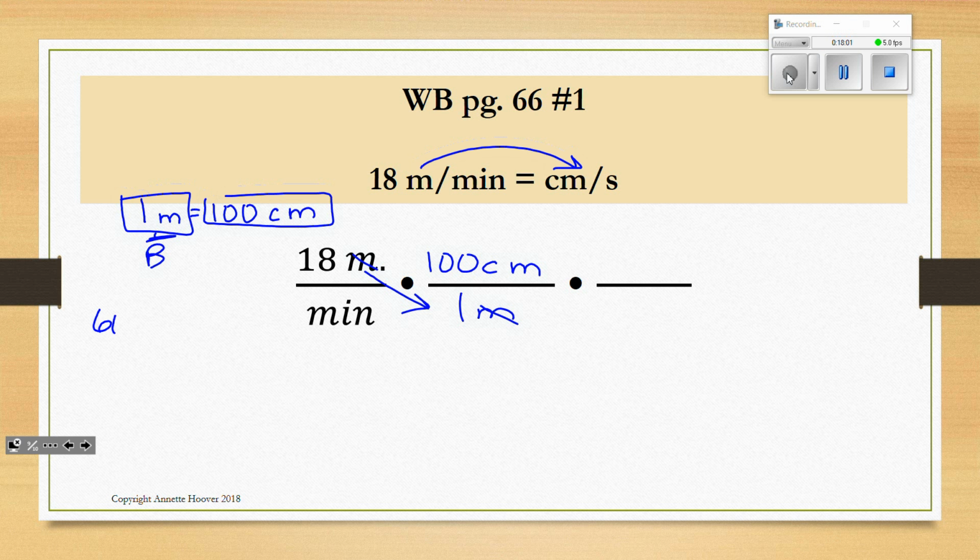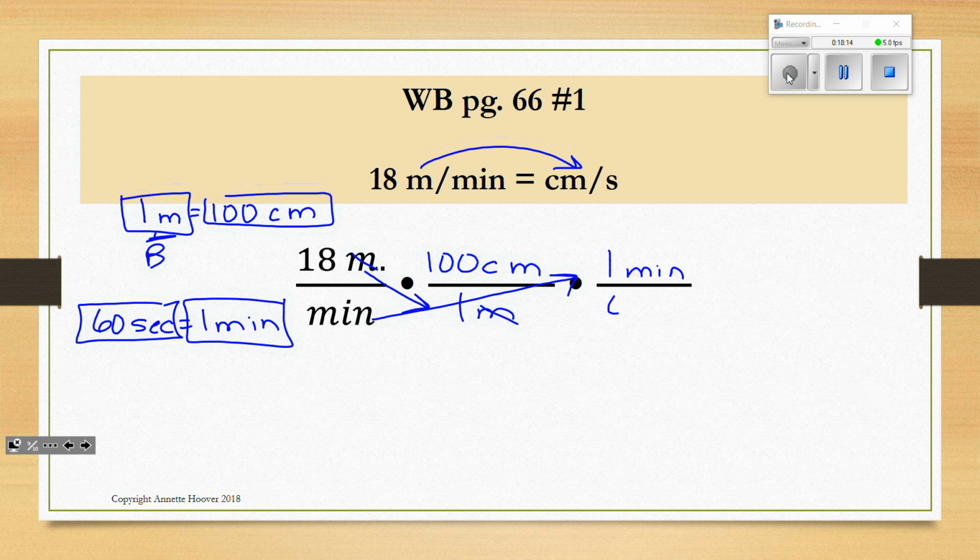Now we convert minutes to seconds. We know that there are 60 seconds in 1 minute. So we cut and paste these 2. This is going to go either top or bottom. Minutes is on the bottom, so we put the 1 minute on the top and the 60 seconds on the bottom.